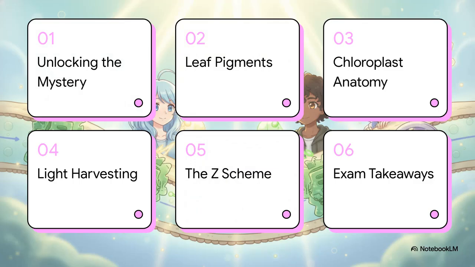Okay, so here's our game plan for this session. We'll hit unlocking the photosynthesis mystery, pigments and paper chromatography, chloroplast anatomy, factory floor, light harvesting and wavelengths, the Z-scheme and splitting water, and finally wrap up with biology exam essential takeaways. We're zooming all the way from the visible leaf down into the subatomic electron transport chain.